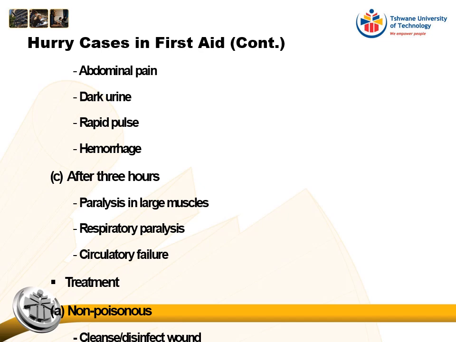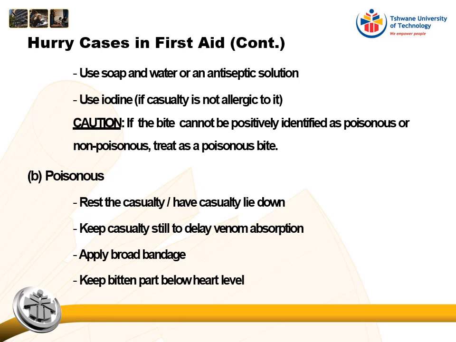Treatment. How do we treat snake bites? If it's from a non-poisonous snake, you cleanse or disinfect the wound. Use soap and water or an antiseptic solution. Use iodine if the casualty is not allergic to it. Caution: if the bite cannot be positively identified as poisonous or non-poisonous, you treat it as a poisonous bite.